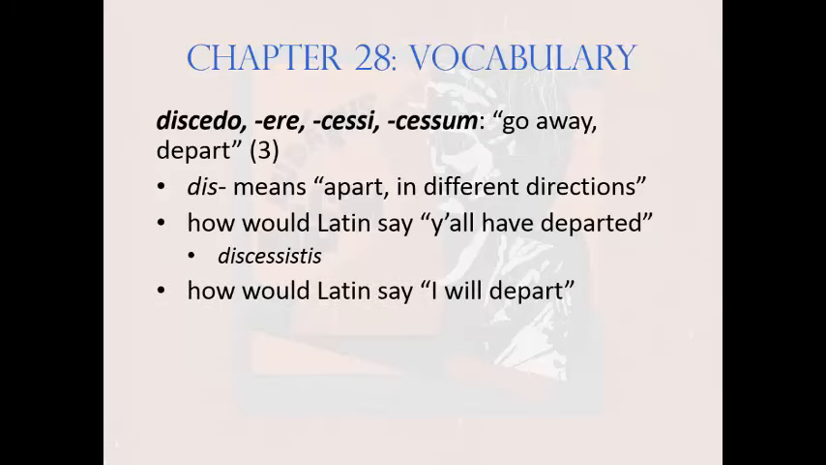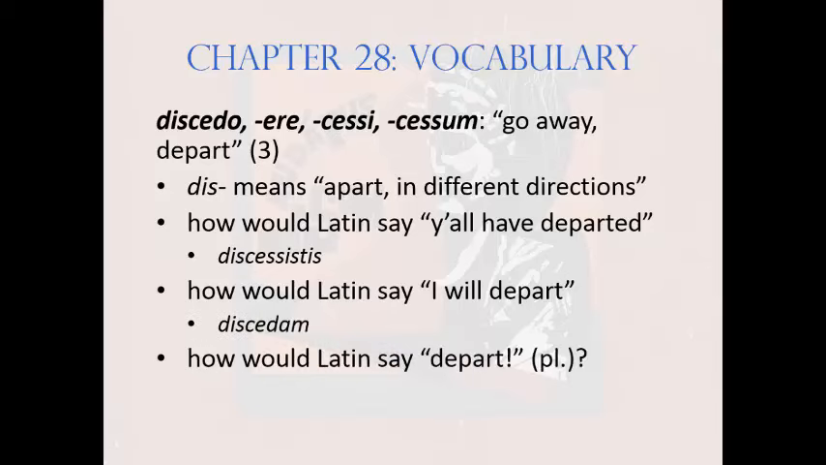What about I will depart? What do you mean, what about it? Translate it into Latin. No, real Latin. Ia ilve e parte is not real Latin. What conjugation is discedo? Third. So, the future first-person singular will be discedam.